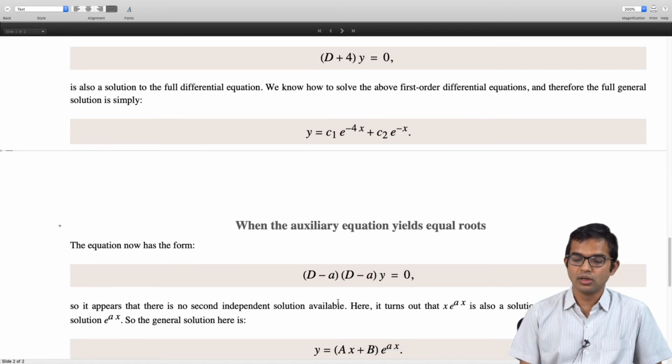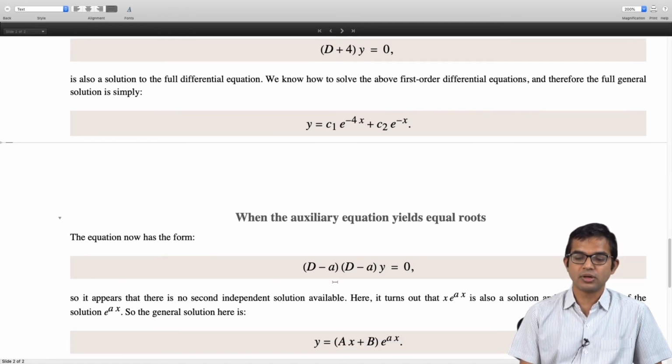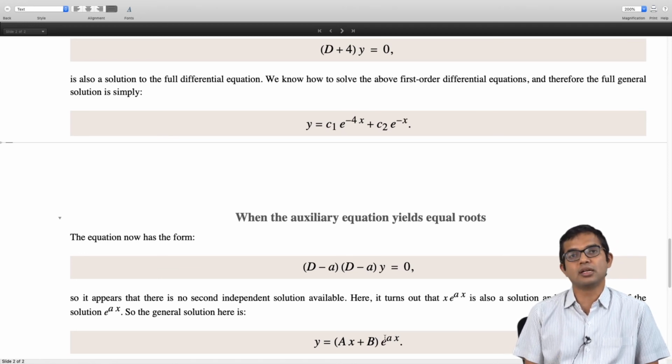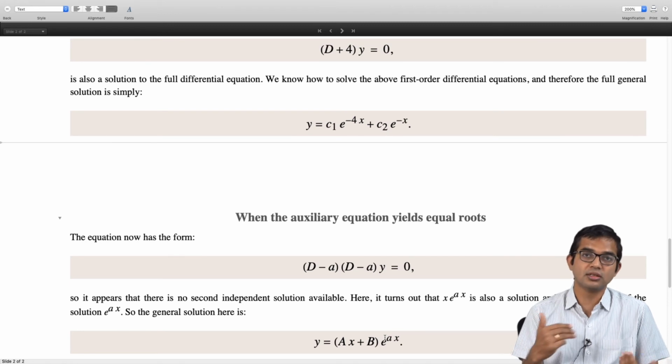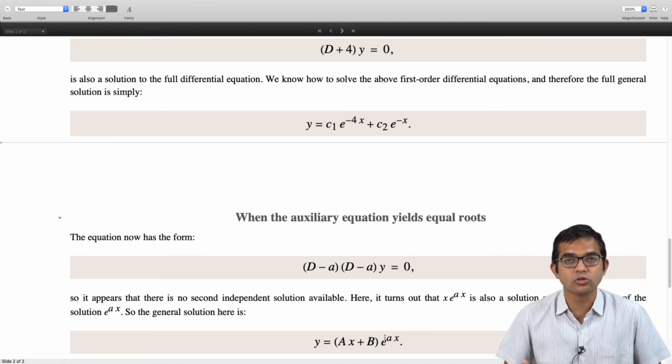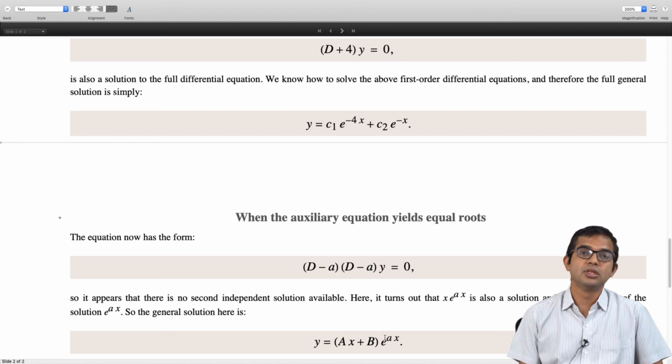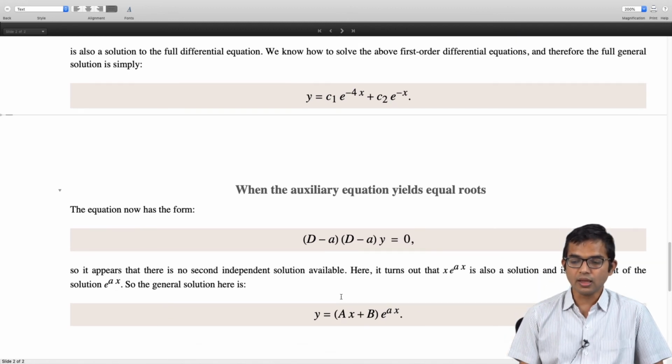So I'm giving you a prescription here. You can check that this works out. So in fact, the general solution for this scenario is given by this expression, (Ax plus B) times e to the ax, right? So you have x times e to the ax as one solution, and just e to the ax as another linearly independent solution, right? The linear independence can also be checked with the help of the Wronskian, if you wish.